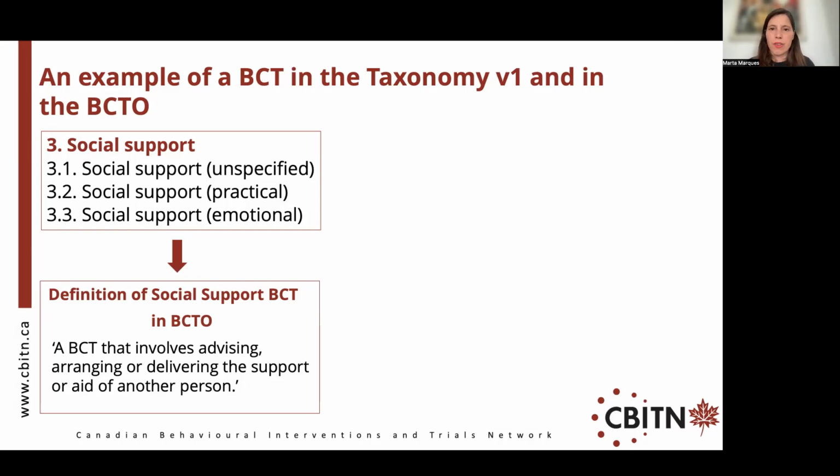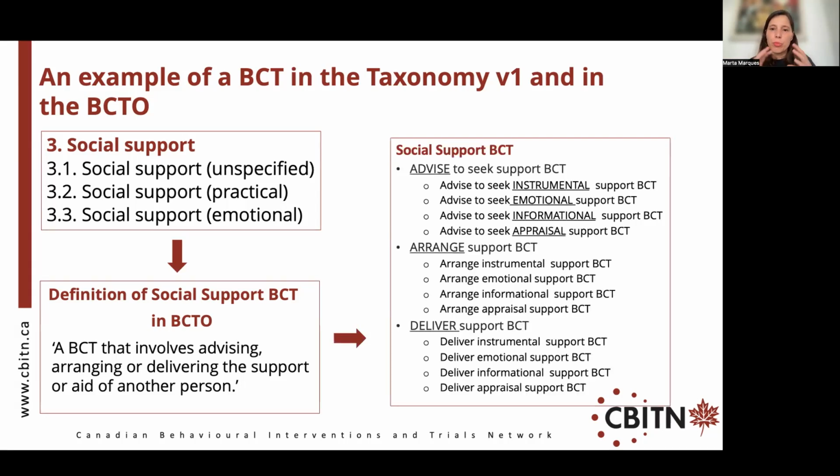So just a very specific example. In the taxonomy V1, we had a grouping called social support that includes social support unspecified. That's when we don't have enough information to know what kind of social support is being used. Social support practical and social support emotional. In the ontology, this was actually broken down into 12 techniques.